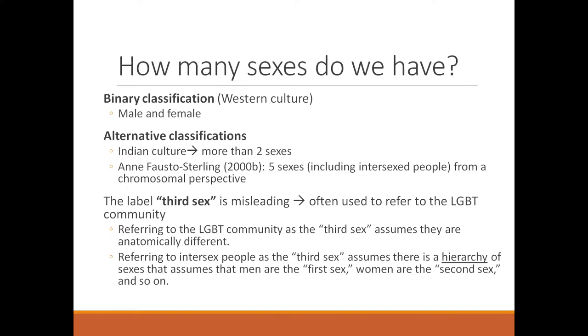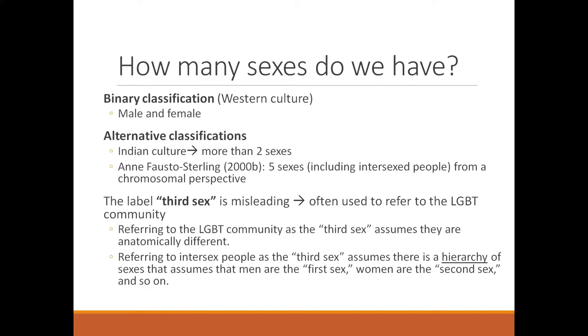Also, if you think about sex, even how we look at gender and sexuality is tied in with the way we see sex. In the Western world, Western culture has a very binary classification, that of male and female. But from another perspective, there are actually alternative classifications. Like in Indian culture, what's recognized is that there are more than two sexes. So let's say someone is castrated, a eunuch, then that's a different category for sex.